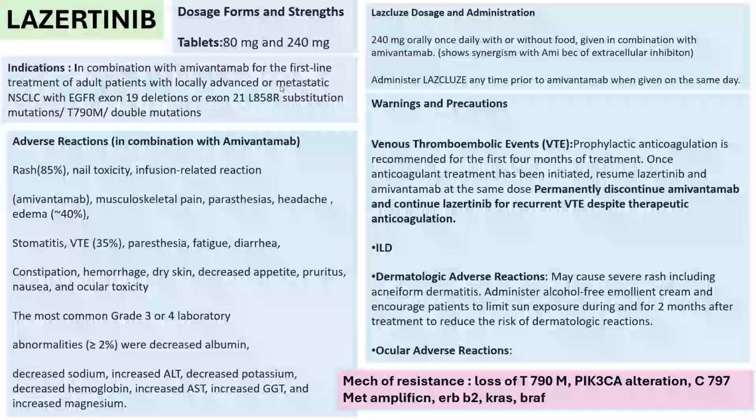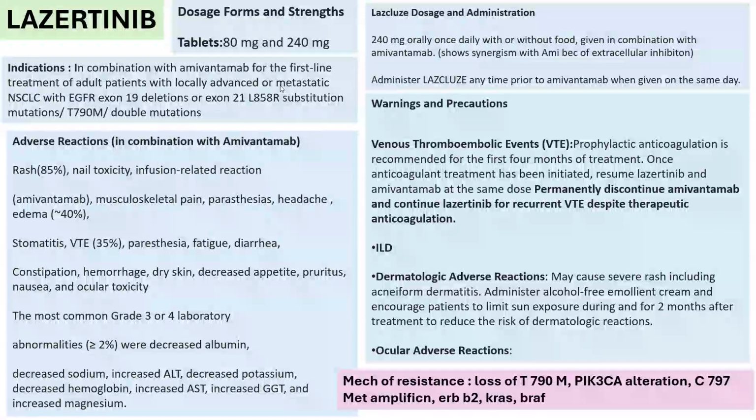Another TKI is lazertinib. This is basically used in combination with amivantamab for first-line treatment of adult patients with these mutations, as well as T790M mutations and double mutations. That is, patients having exon 19 with T790M or any double mutations. So this is a very good drug with amivantamab.